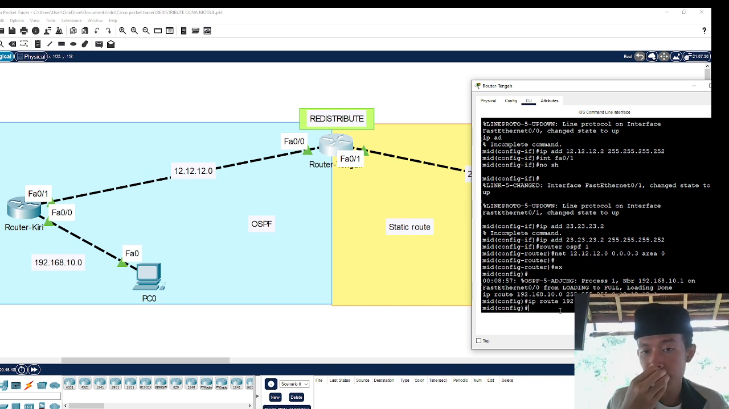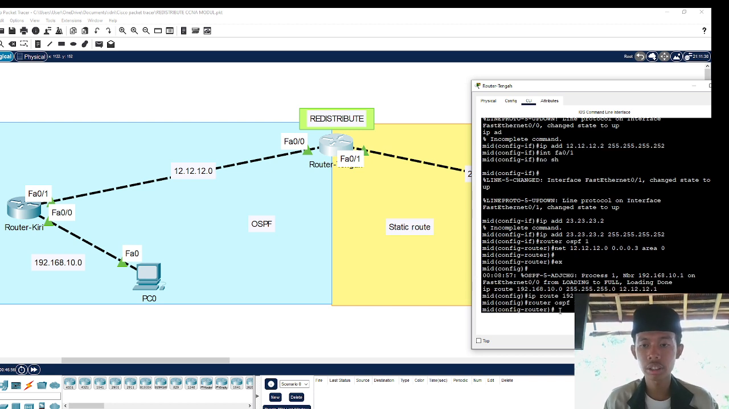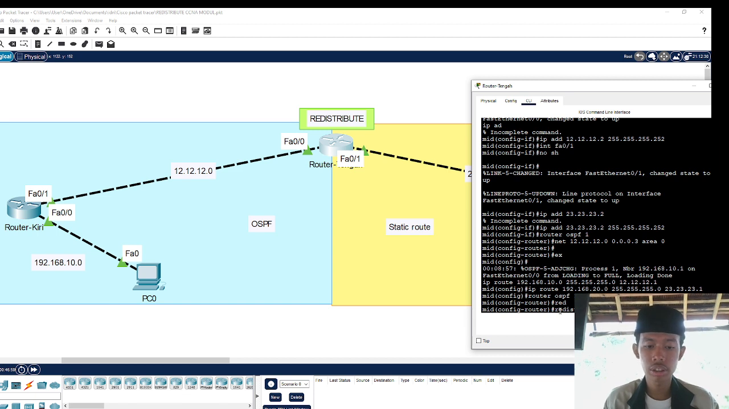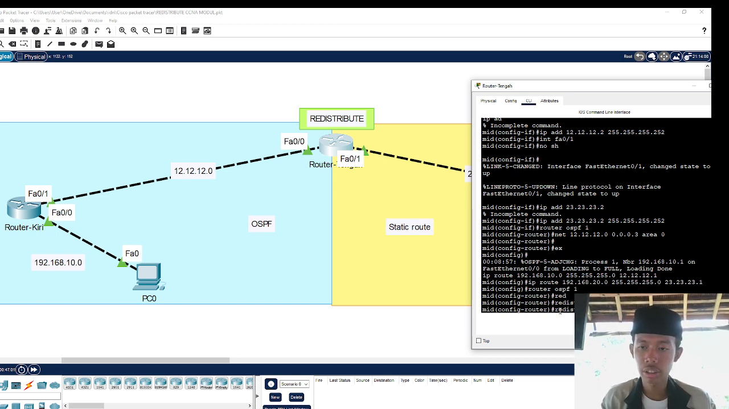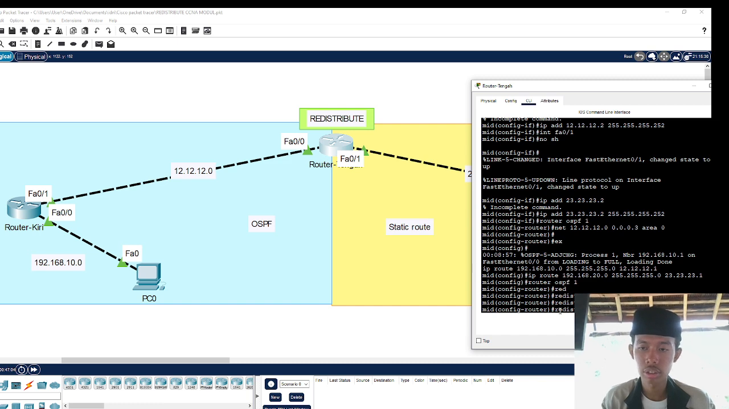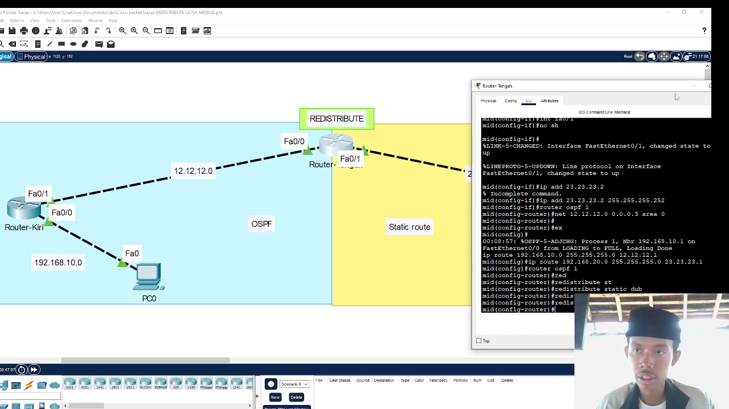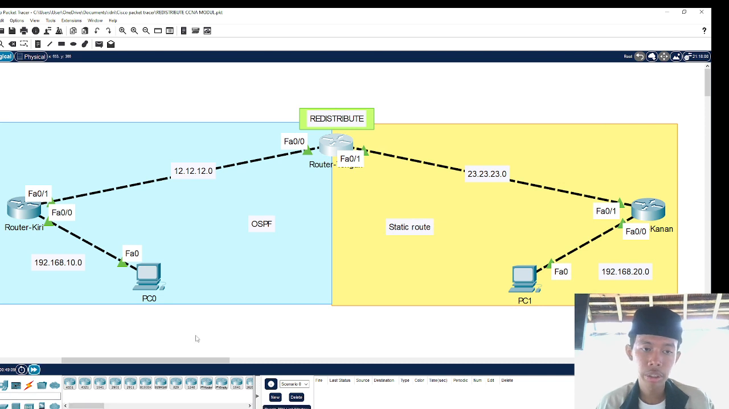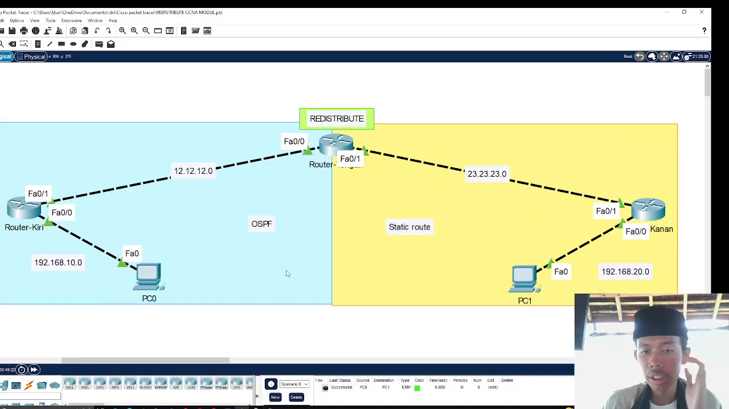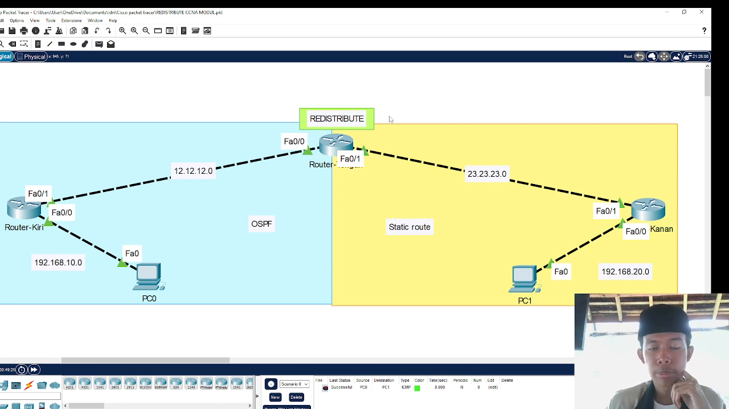So we will do redistribution of static into OSPF. We will enter the OSPF configuration, router ospf 1, and redistribute static subnets. Okay, it's done, and let's try again to ping between the PCs and make sure the result is successful. Okay, the result is successful because we have already done the redistribute configuration on the middle router.